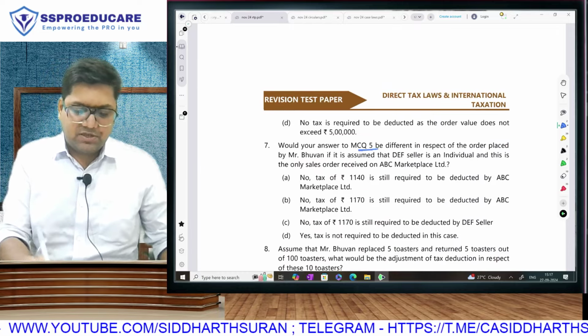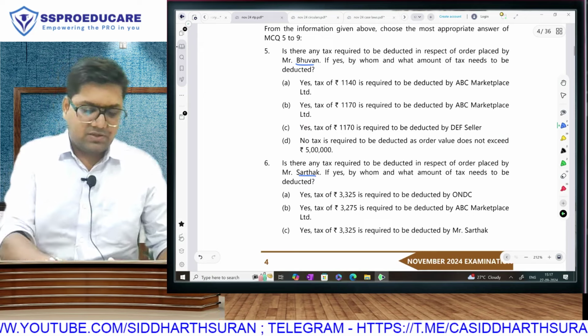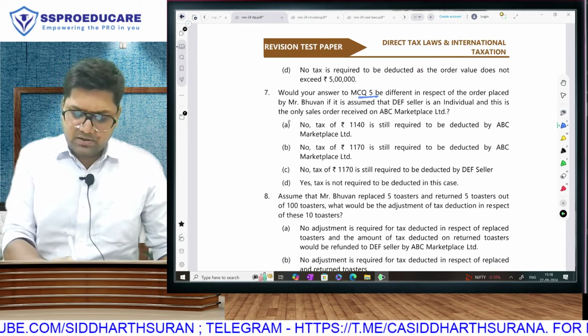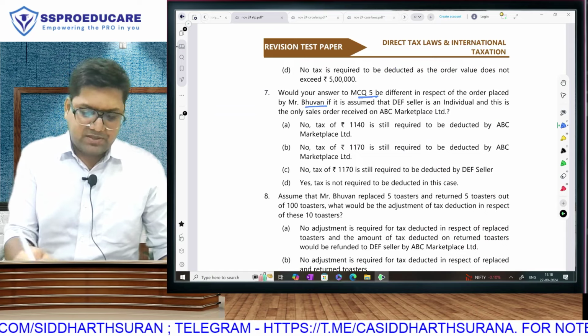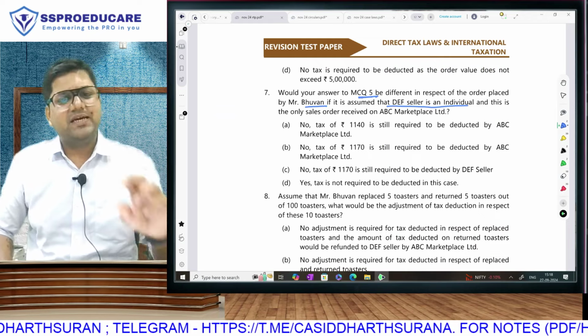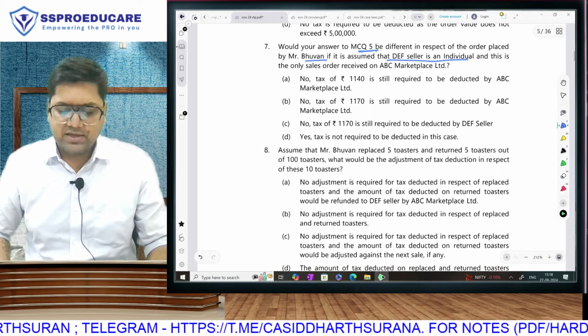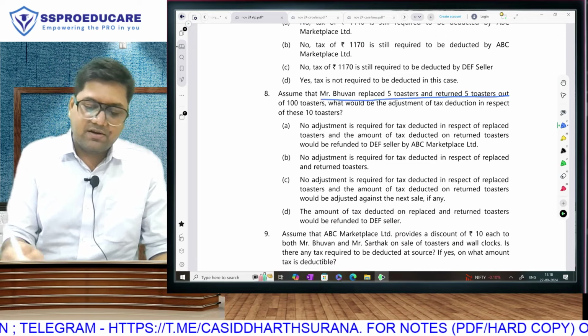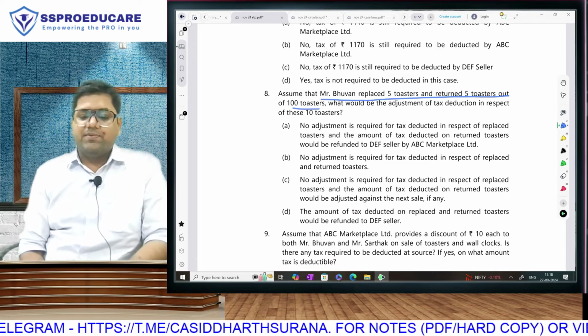Would your answer to MCQ 5, the Bhuvan question, be different in respect of the order placed by Mr. Bhuvan if DEF seller is an individual and this is the only sales? Means there is slight modification in the question. Will your answer change? Assume that Mr. Bhuvan replaced 5 toasters and returned 5 toasters out of 100. What would be the TDS adjustment?